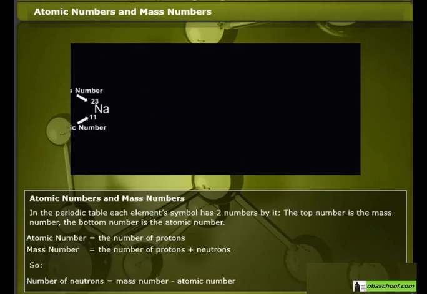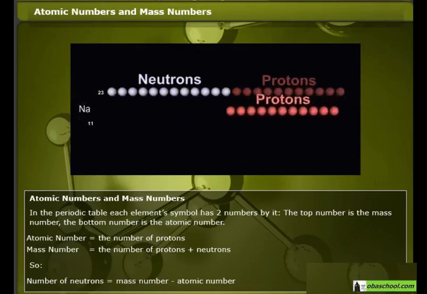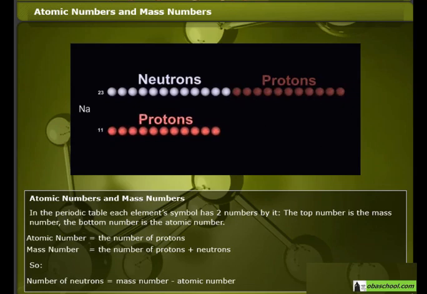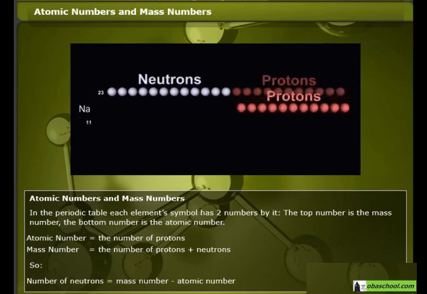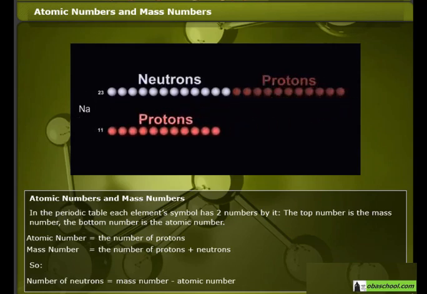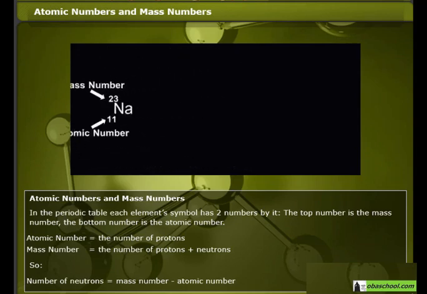In the periodic table, each element symbol has two numbers by it. The top number is the mass number. The bottom number is the atomic number. Atomic number equals the number of protons. Mass number equals the number of protons plus neutrons. So, number of neutrons equals mass number minus atomic number.